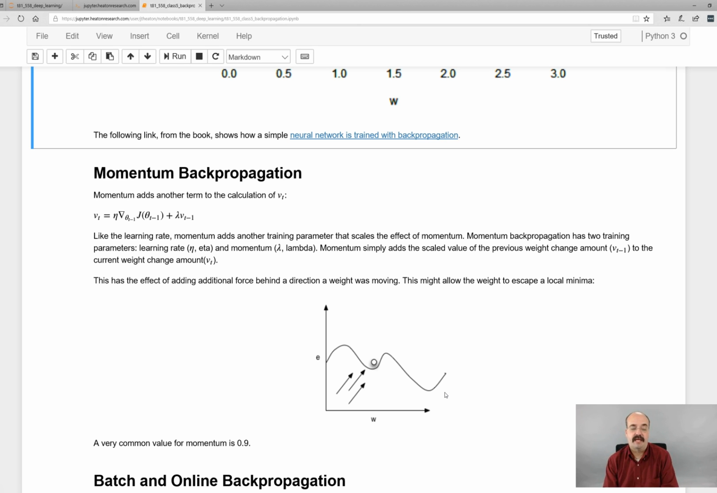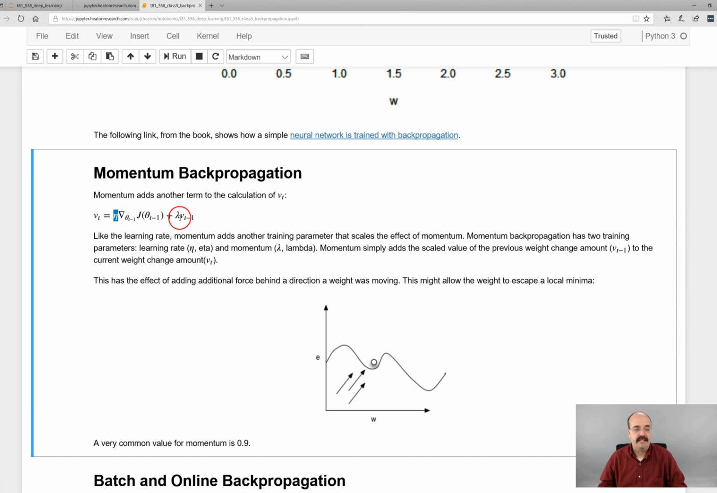Momentum, just as its name implies, you can think of these weights as moving through high dimension space. Momentum just gives the weight a push and continues that push as it maintains its momentum. This is the formula for momentum. Now we have two hyperparameters. We have eta, which is the learning rate, but we also have lambda, which is the momentum rate. The first part of this is completely the same as classic backpropagation.